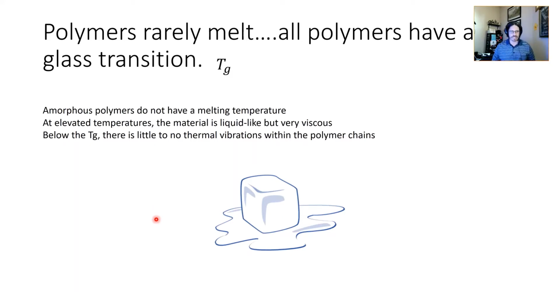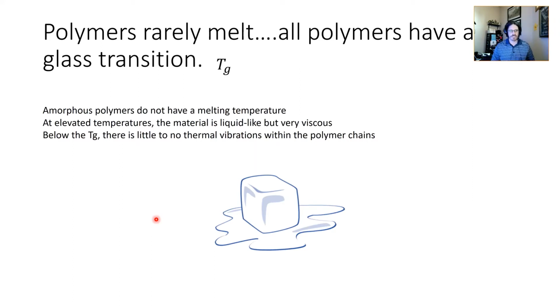All polymers have a glass transition, and we denote that with T sub G. Amorphous polymers do not have a melting temperature. At elevated temperature, the material is liquid-like but very viscous. And viscous is getting into polymer rheology. And so that's something that we want to start paying attention to, these terminologies.